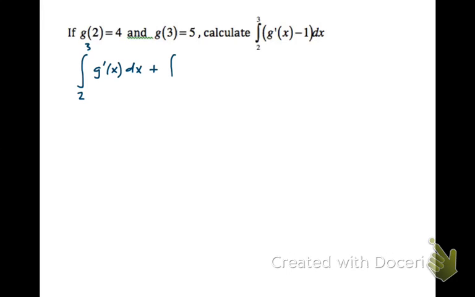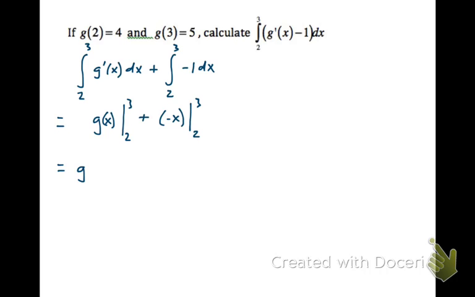So if I want to break this up into two integrals, the integral from 2 to 3, this is a definite integral, of g prime of x dx, well, that's just the derivative of g, right? So what is the integral of the derivative? Well, it's just actually the function. So the function g of x from 3 to 2, plus, now the other part of my integral here is just the integral of negative 1 dx, which is just negative x.